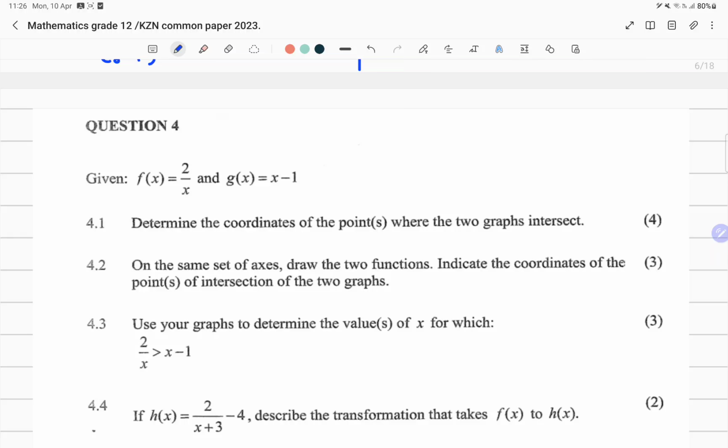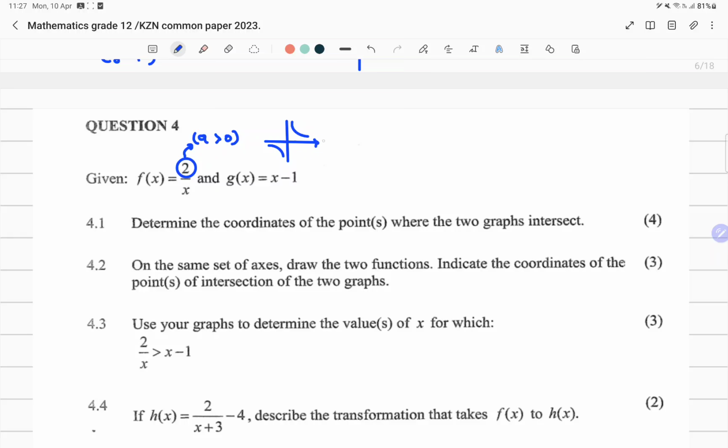Question 4 says, given the function f of x equals 2 over x, that's a hyperbola. Now if you're looking at this value right here, the numerator, that is the a value, which is greater than 0. So again, this is a hyperbolic function, so you always think of what it would look like on a Cartesian plane. When a is greater than 0, it simply means our graph is in the first quadrant and in the third quadrant.